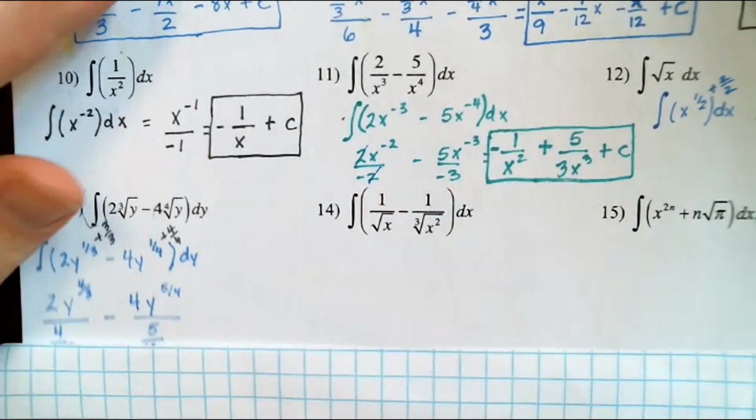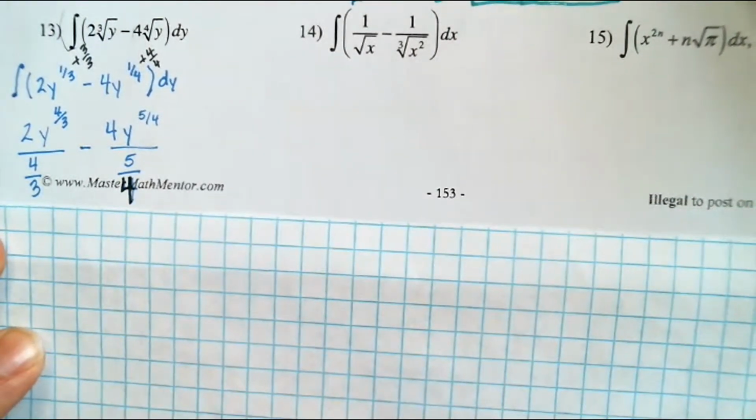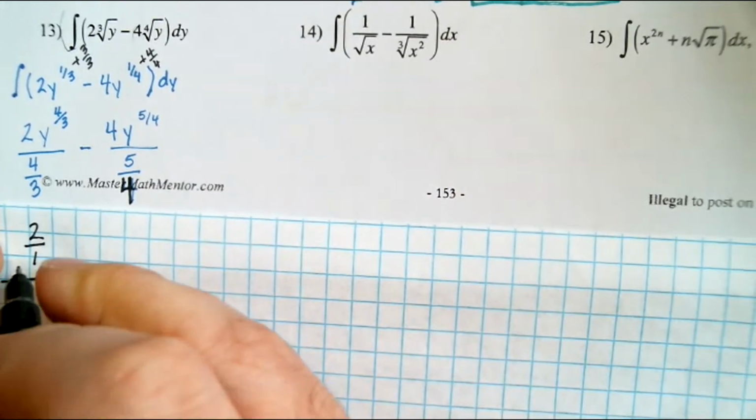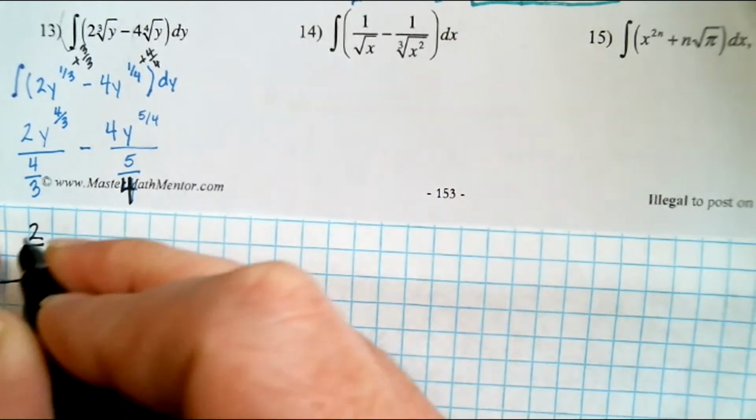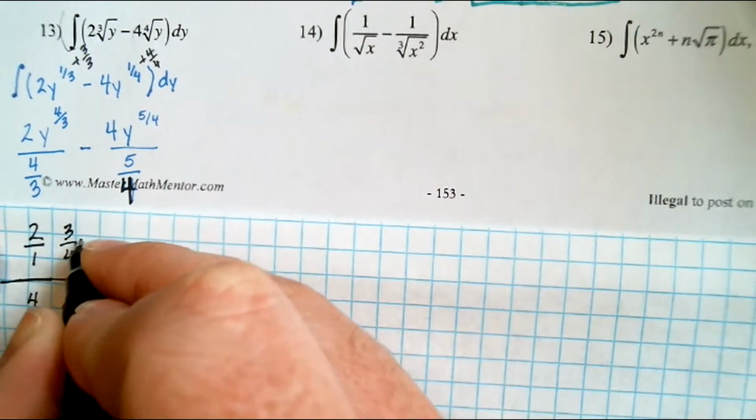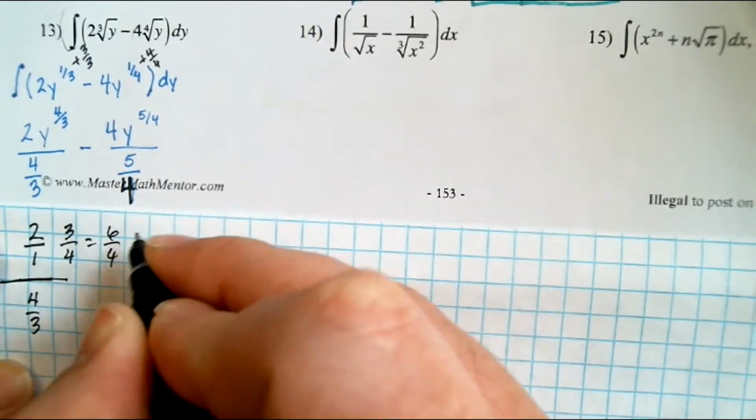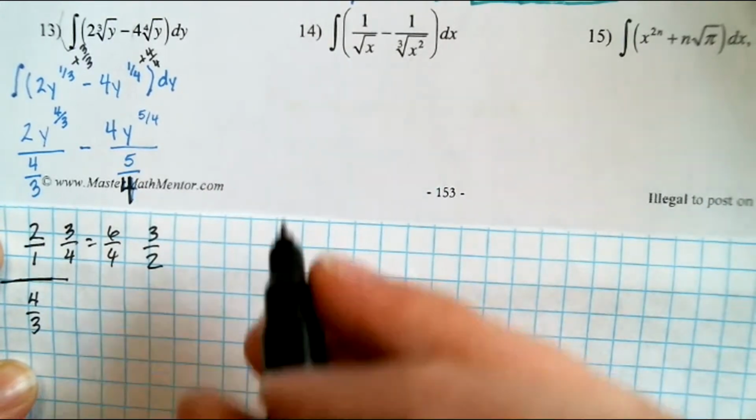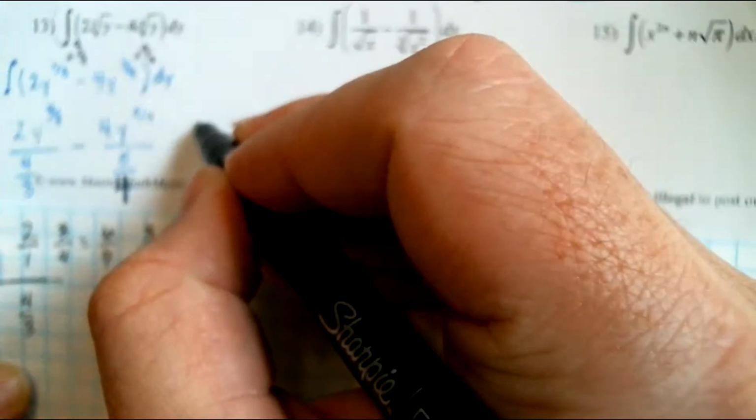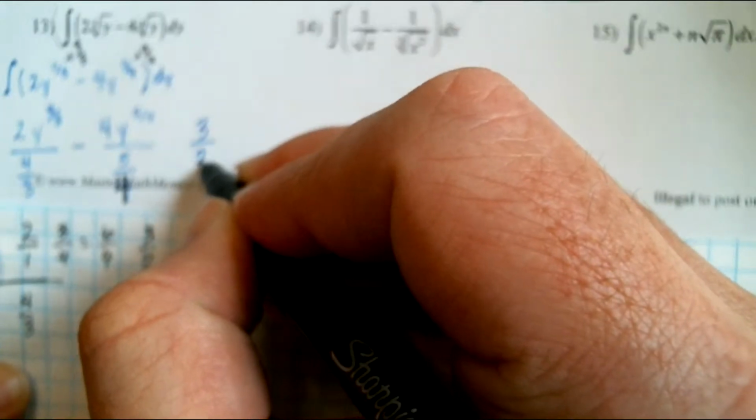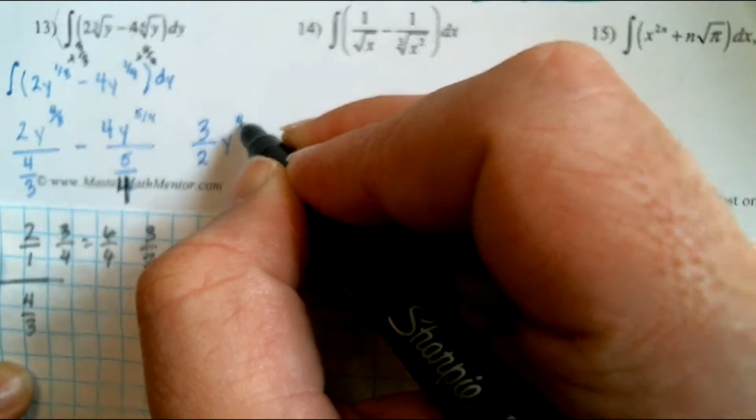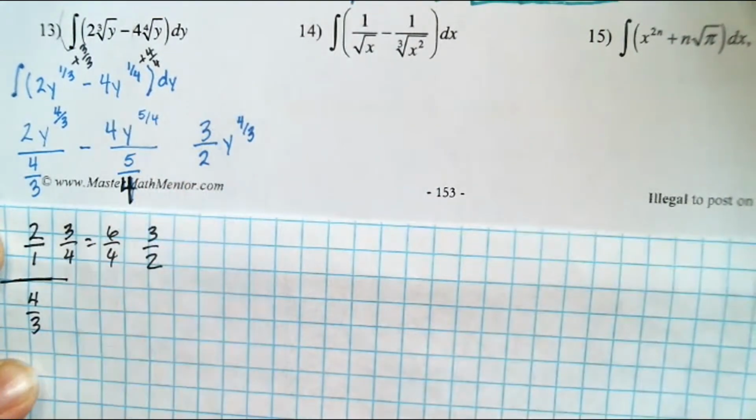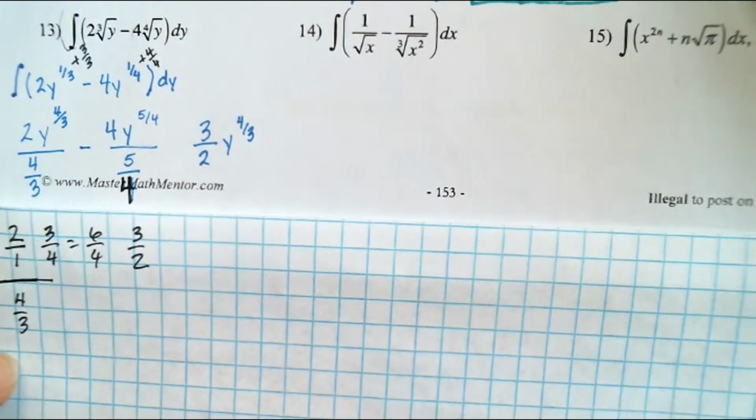So if we did some math here, you got 2 over 1 divided by 4 over 3. So just flip it up, guys. 3 over 4. And that equals 6 over 4, which is 3 over 2. So I have from here 3 over 2 y to the 4/3. And I could put that in the numerator with the 3 as well. I could put this right there with the numerator. Either way works.